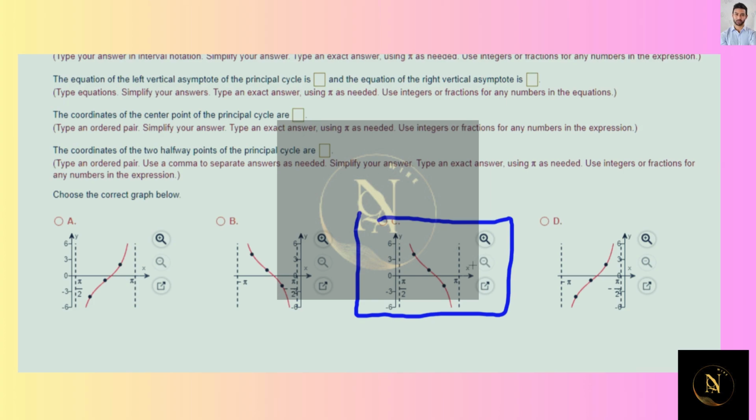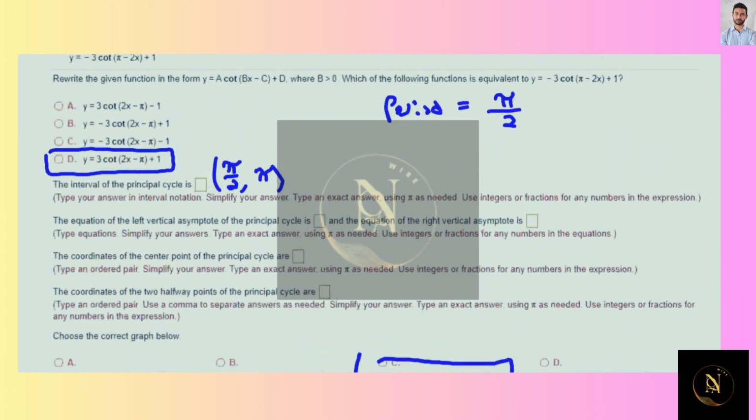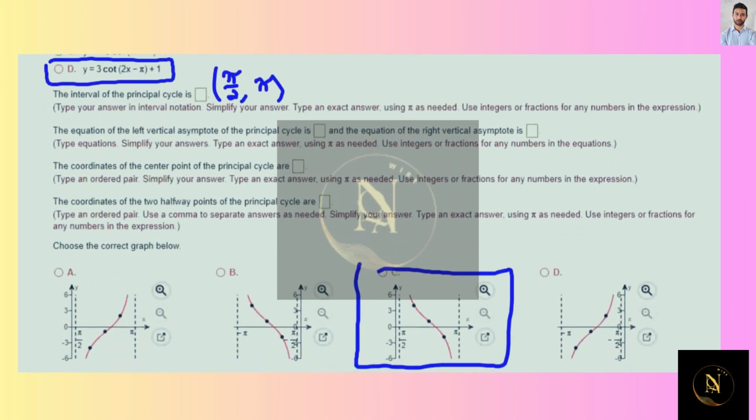With the midline at 1, and then the inflection points are kind of like an amplitude of 3 up and down, if that makes sense. Okay, now the equation of the left vertical asymptote of the principal cycle would be pi over 2, and the equation of the right, well, the equations would be x equals pi over 2 and x equals pi.